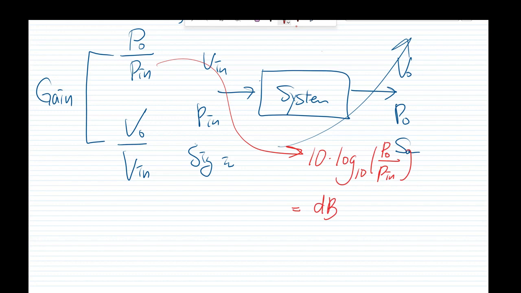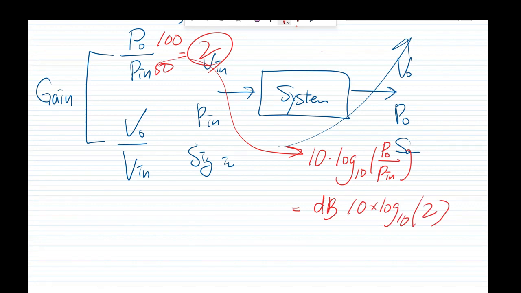From the question, for example, what is the gain? Output power 100, input power 50, the gain is 2, right? But expressed with the log, it is 10 times log 10 of 2. Something like this, okay?